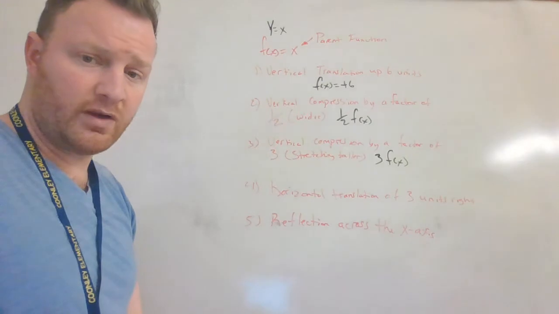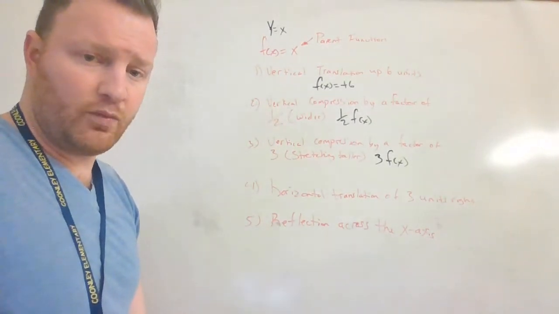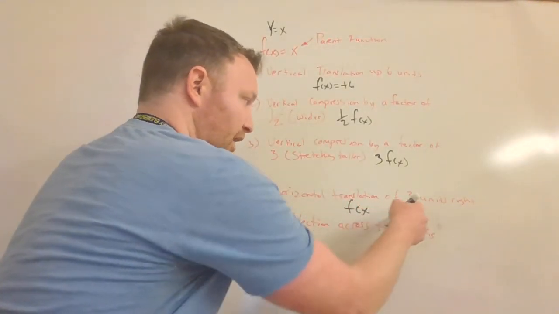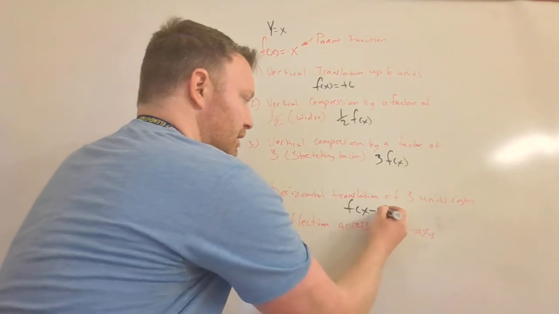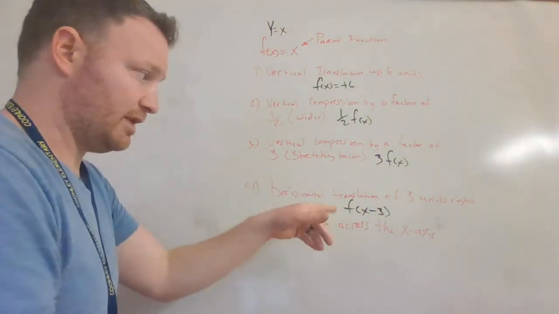The next one says a horizontal translation of 3 units to the right. Now pay attention, 3 units to the right means something different than 3 units to the left, obviously. We know this is f of x, and because it goes to the right, we do the opposite: minus 3. Remember, the opposite stuff inside the parentheses. We'll see where this relates in just a minute.